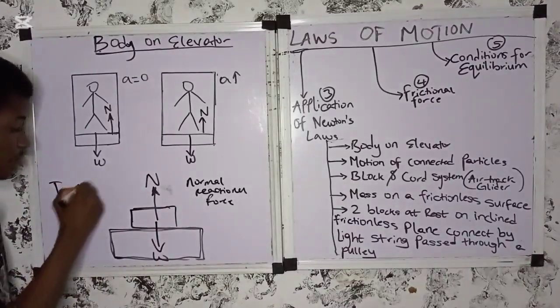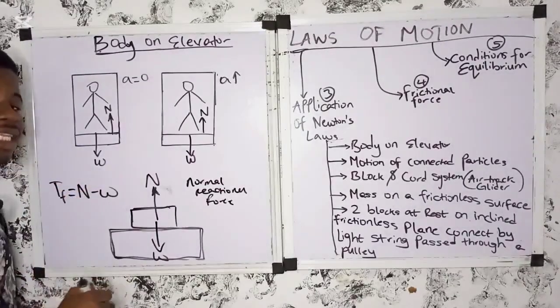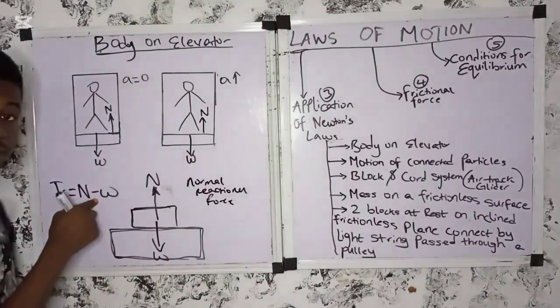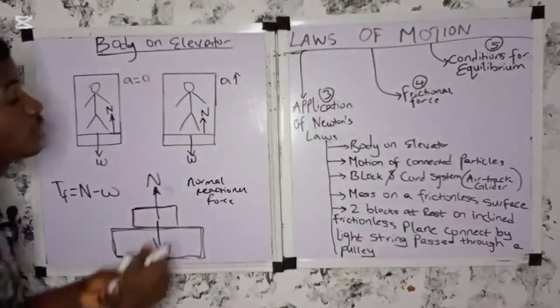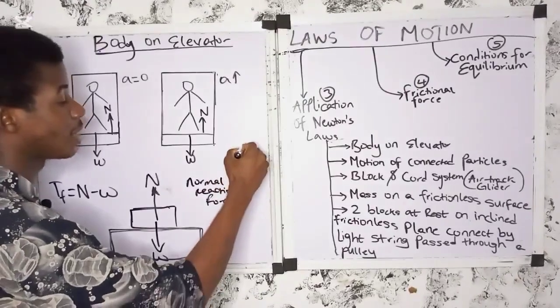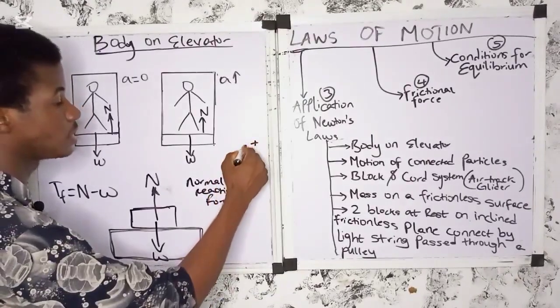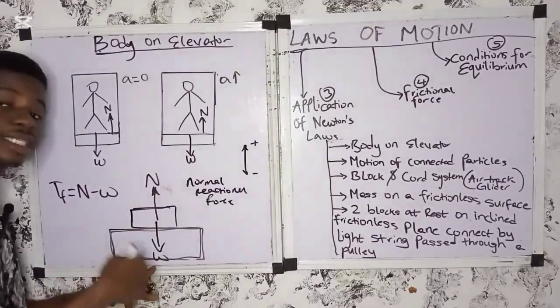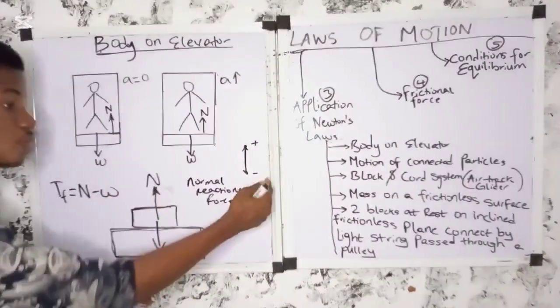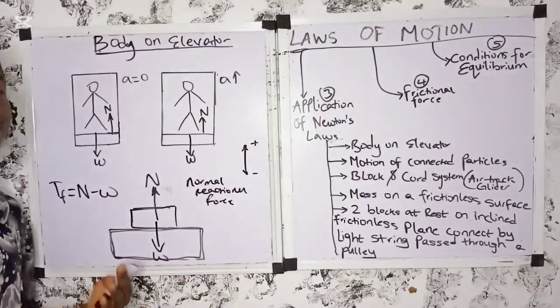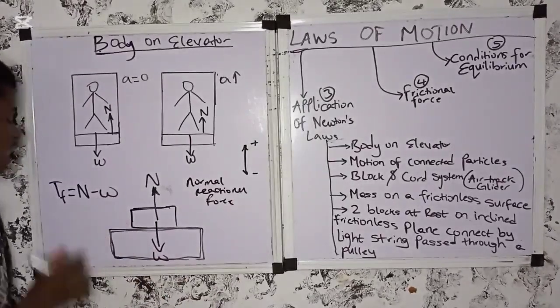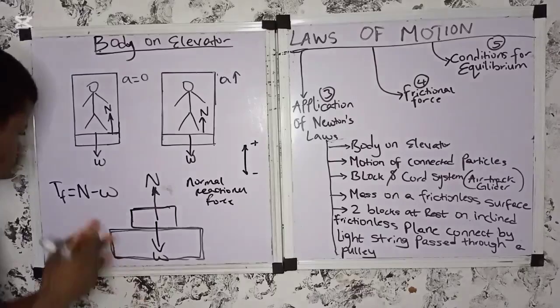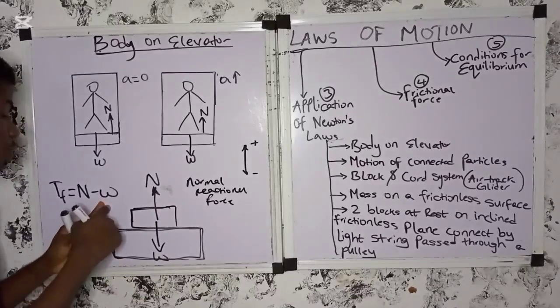The normal reactional force, minus the weight. The reason there is a minus here is that weight is going downward, right? Remember, according to the coordinates, going upward is positive, going downward is negative. So the weight acts downwards towards the negative y-axis. This is why it's negative. Now the total force acting is equal to the normal reactional force minus the weight.